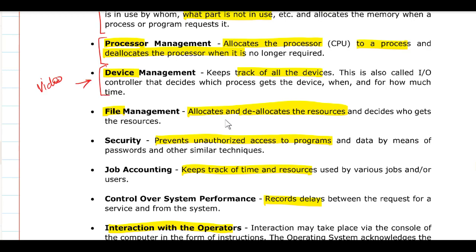Security prevents unauthorized access to programs. You are, of course, very conversant with the simplest of these facts, that you cannot use Microsoft Word unless you are logged in to Windows. That is a very simple way in which the operating system provides security to data and to programs. And then there are more complex scenarios which are probably for now beyond your level. And also the OS provides job accounting, that is keeping track of time and resources that are used by different programs and different users.